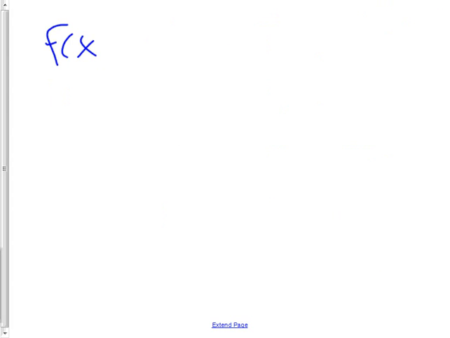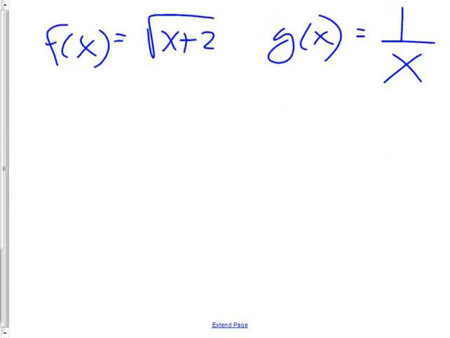Alright, here f of x is going to be square root of x plus 2, and g of x is going to be 1 over x. Alright, I'd like you to figure out for me what would the domain... Actually, let's not just do domains. Let's actually figure out one of these. What is f plus g? Not the domain, just what's f plus g? Add the functions. So it's square root of x plus 2 plus 1 over x.